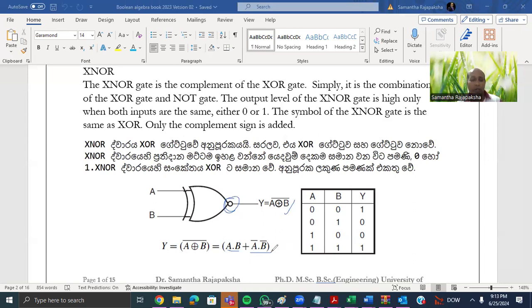Now, exclusive OR is equal to A B bar plus A bar B, but the exclusive NOR is equal to AB plus A bar into B bar. Then the truth table will be the inversion of the truth table of the exclusive OR. That means 0 will be 1, 1 will be 0. So that way you need to remember the truth table for the exclusive NOR.